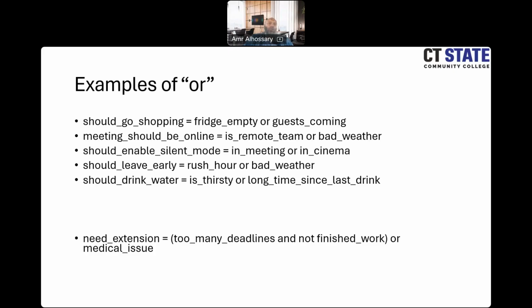I will need an extension for my homework when I have too many deadlines and not finished work, or medical issues. Now we're making it a little complicated. So if I have a medical issue, I need an extension. If I have too many deadlines, but I finished work already, this is not enough to make the left side of the OR operator true.